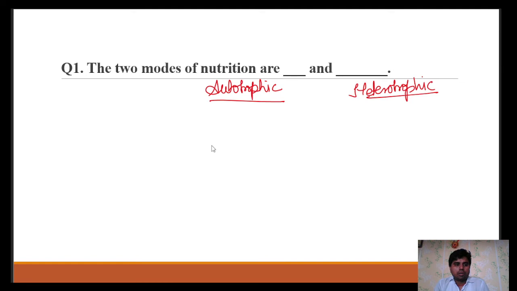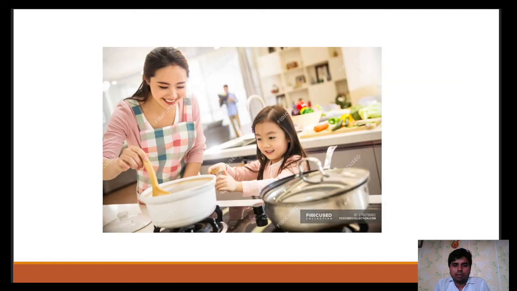Okay, so student, look at this image first. What you can see in this image, a mother is cooking food. Okay, and this child is asking for the food. So where does your mother cook the food? At which place in your home? That is the place of kitchen. In the kitchen everyone cooks their food.